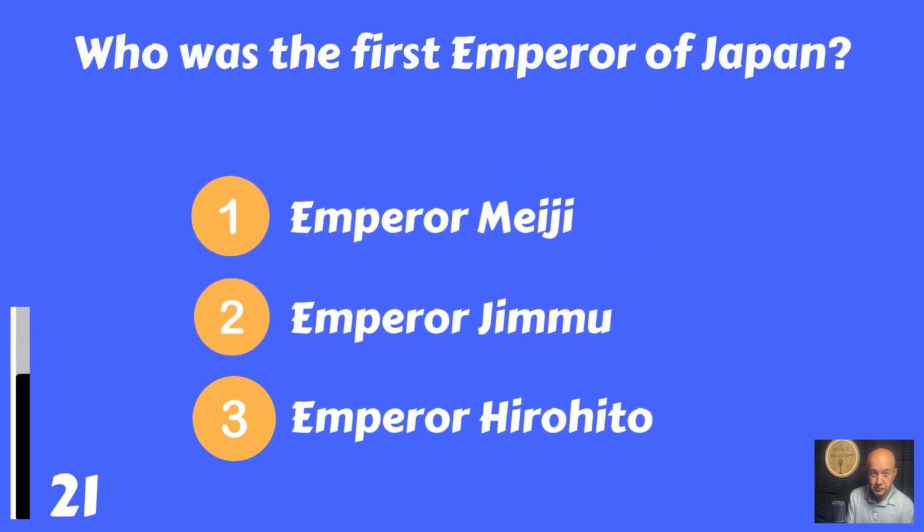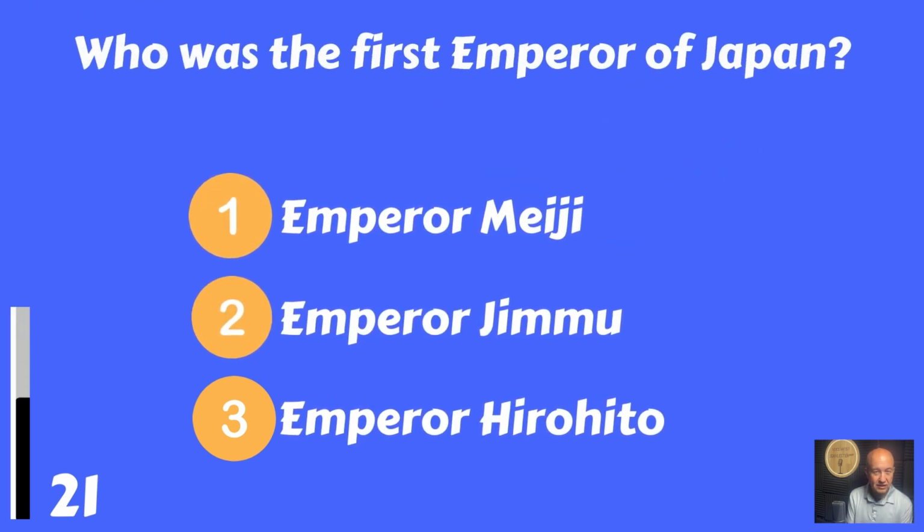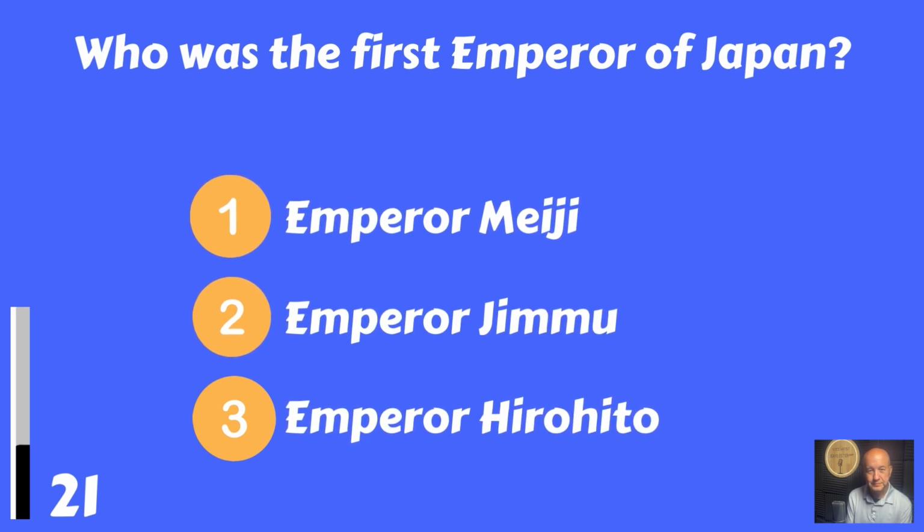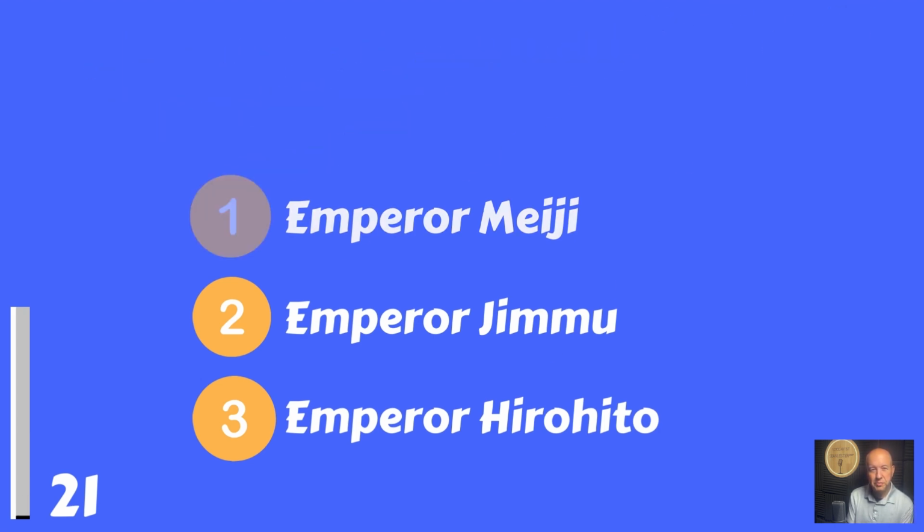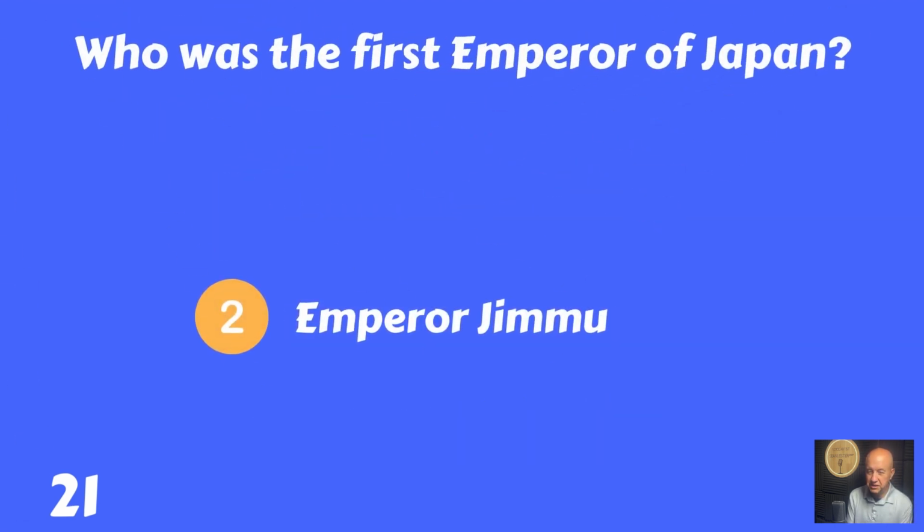Who was the first emperor of Japan? Emperor Meiji, Emperor Jimmu, or Emperor Hirohito? The first emperor of Japan was Emperor Jimmu.